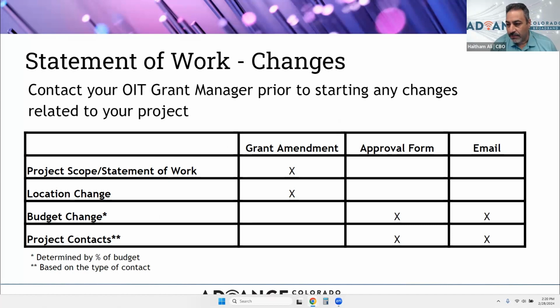Budget changes, and we're not talking about the overall budget of the grant. We're talking about changes within the categories within the budget. Those are modifications and need to be also approved by the OIT grant manager and documented via email as well. Project contacts that most of you have already provided us. If any of those contacts are going to change throughout the life cycle of the project, we need to be notified of that as well.